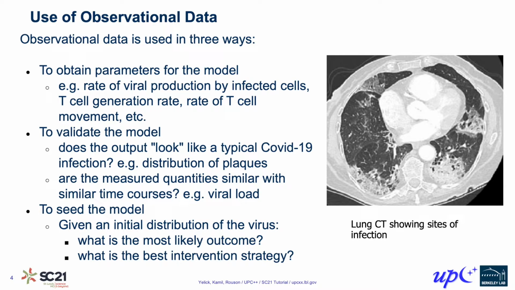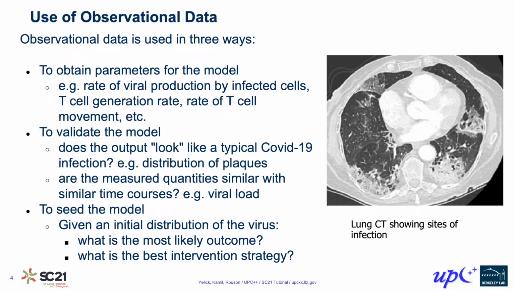One of the other complications in this code is its dependence on observational data, which is being used in three different ways. First, to figure out the parameters of the model, such as the rate of viral production by the infected cells. When the virus replicates inside the host cells, it takes advantage of mechanisms in the cell to reproduce itself, and exactly how that works differs by disease.